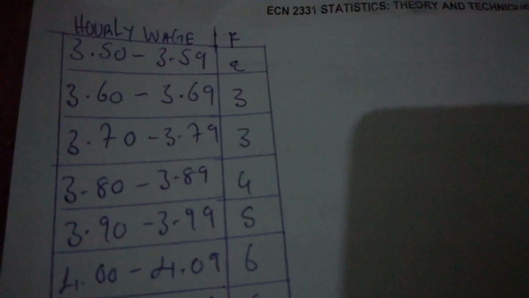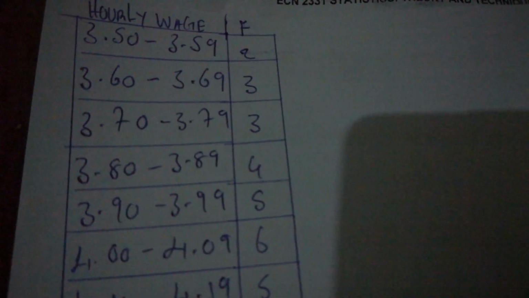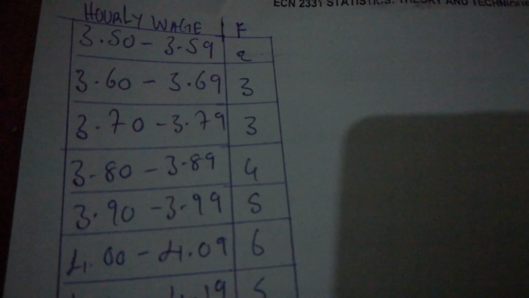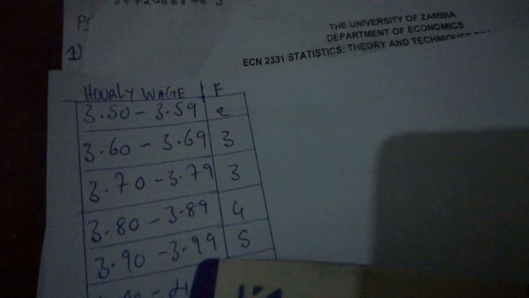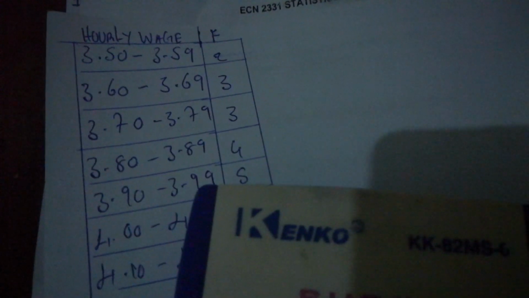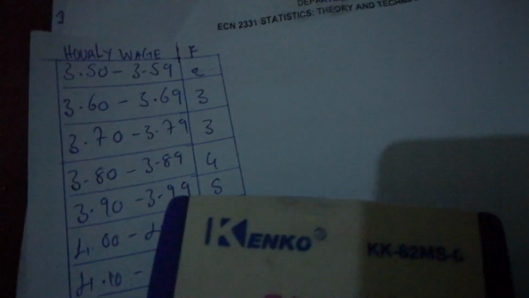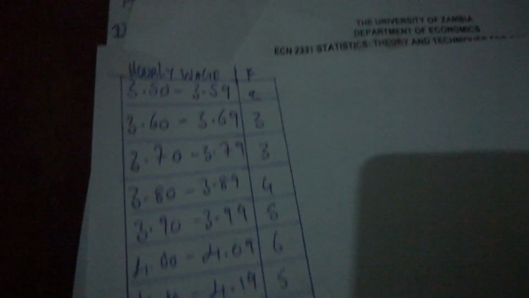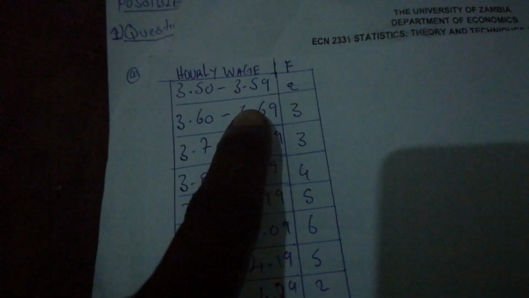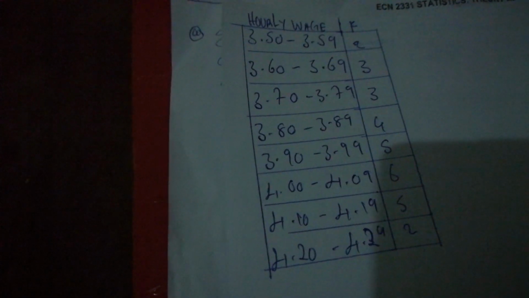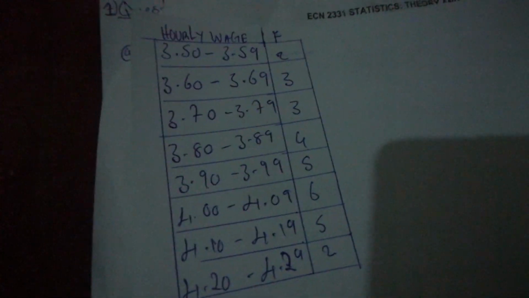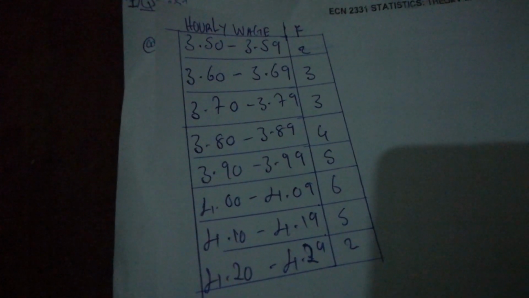Now, if you subtract 3.60 minus 3.59, what do we get? Let me see on my calculator here. We are getting 0.01. Now divide the 0.01 by 2, and you get 0.005. This 0.005 is the one which you'll be subtracting on the lower limit and adding on the upper value here. You do the same for all the values that you have.